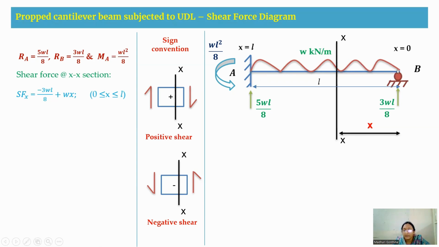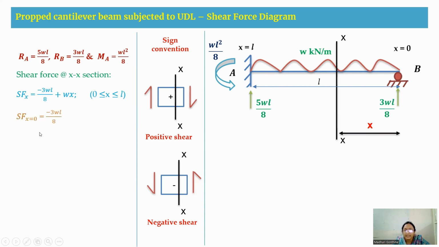Why I'm taking the entire 0 to L is that here we are not having any load deviation and all. So as the load is throughout the 0 to L distance, whenever you cut at any distance, you are getting the same equation. Therefore, the shear force equation from 0 to L is minus 3WL by 8 plus WX. So it is applicable for the 0 to L distance.